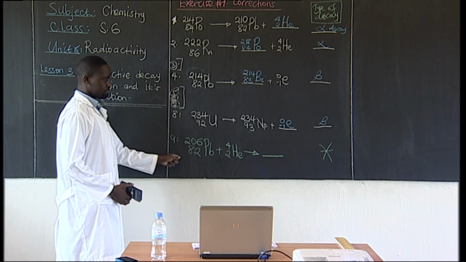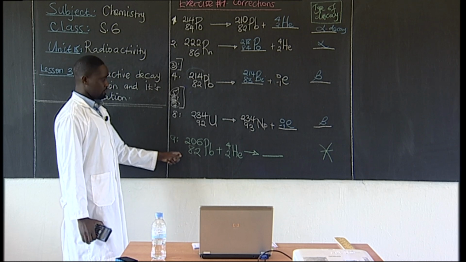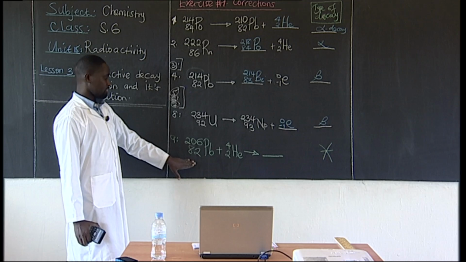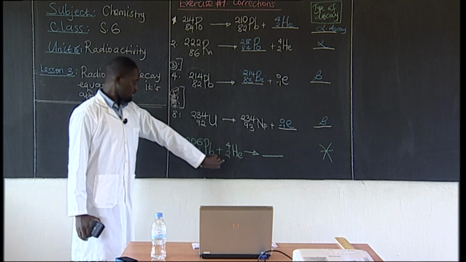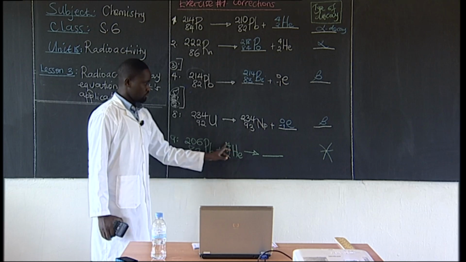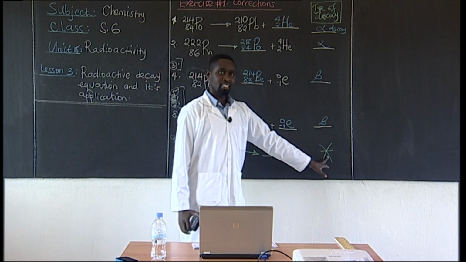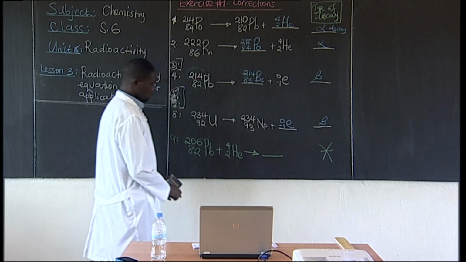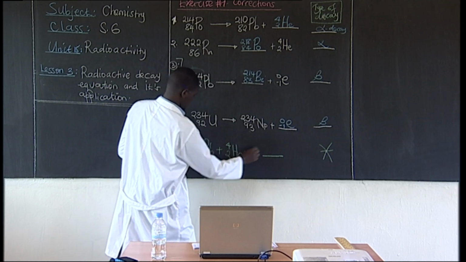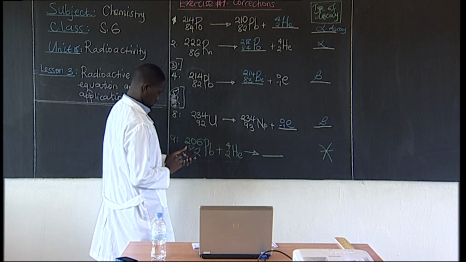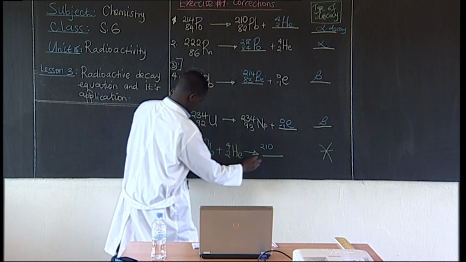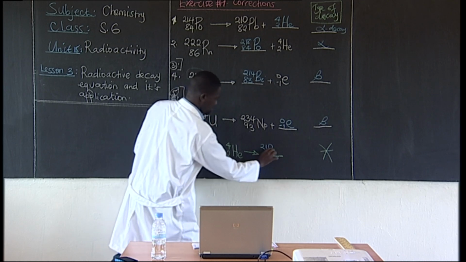Lastly, number 9. Number 9 is quite different from what we've looked at. This is artificial radioactivity. You're bombarding lead with a helium atom. So we don't expect any type of decay here. So we are bombarding these two, and the answer here will be 210, and this becomes 84.